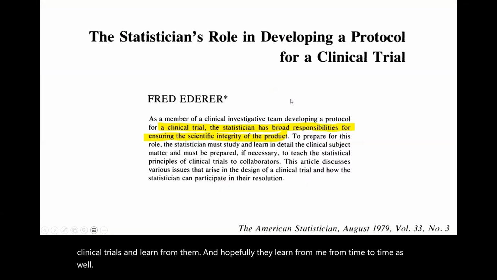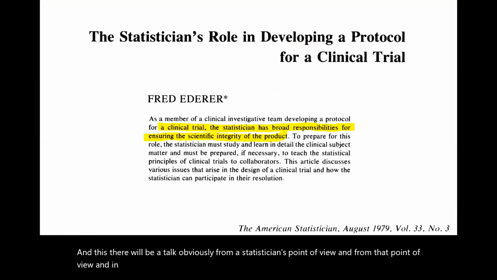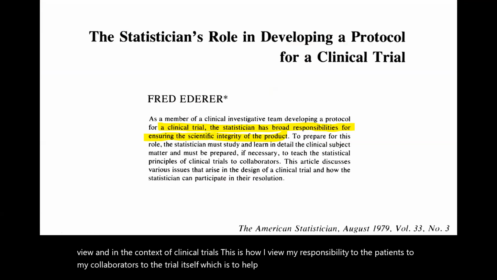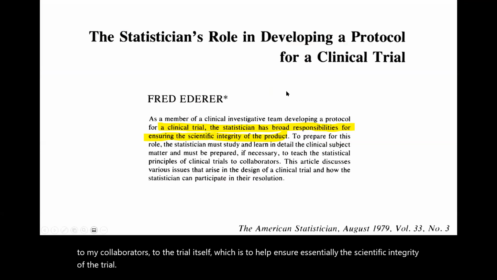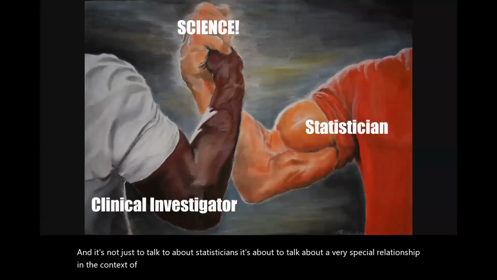And this, though, will be a talk obviously from a statistician's point of view. And from that point of view, and in the context of clinical trials, this is how I view my responsibility to the patients, to my collaborators, to the trial itself, which is to help ensure essentially the scientific integrity of the trial. And it's not just to talk about statisticians, it's to talk about a very special relationship in the context of a clinical trial, which is that between the statistician and the clinical investigator.